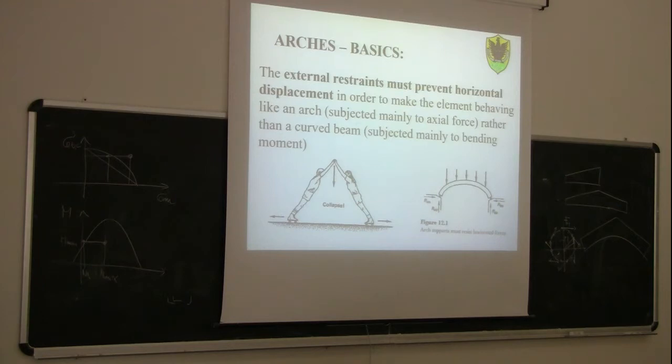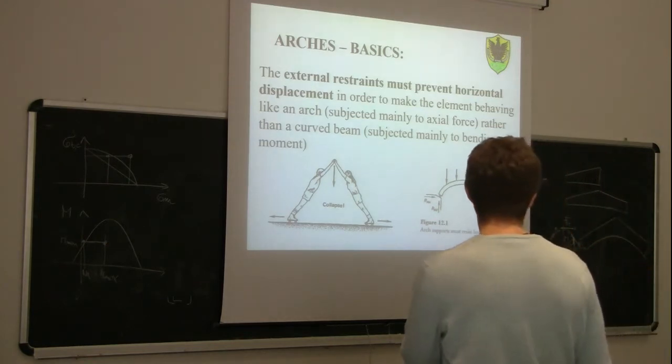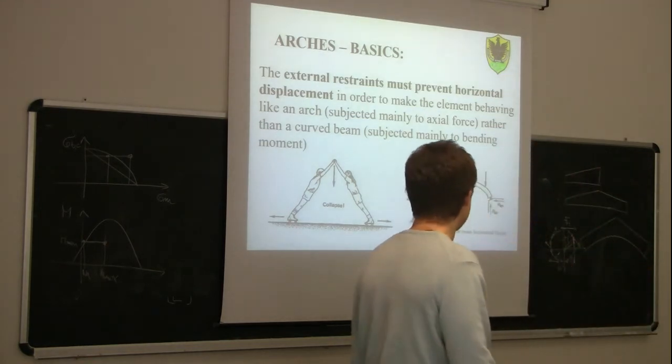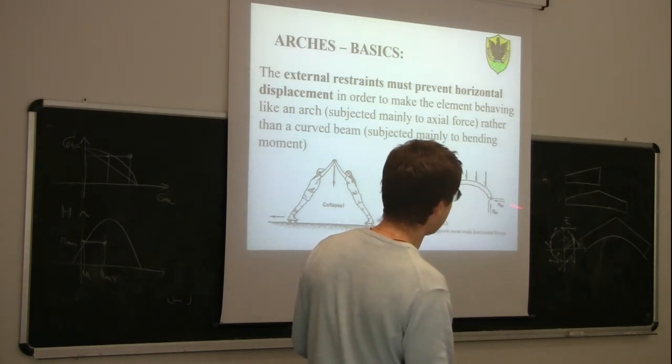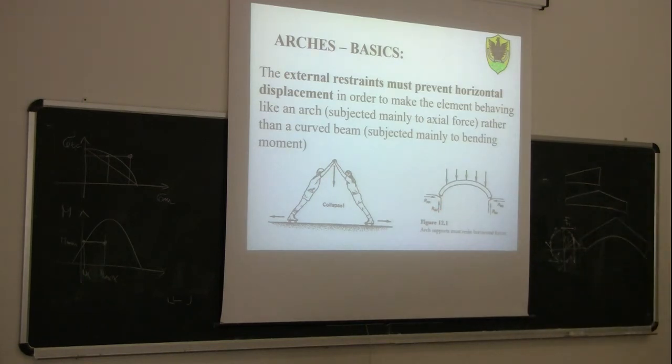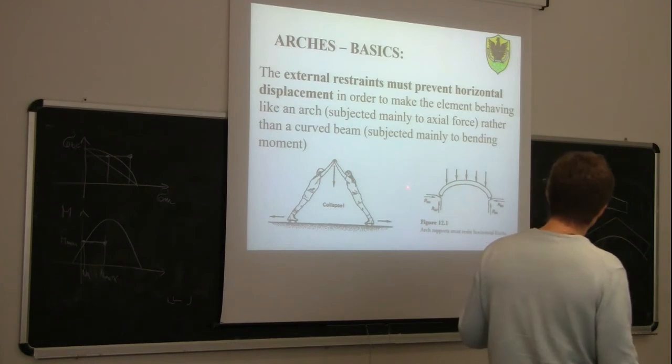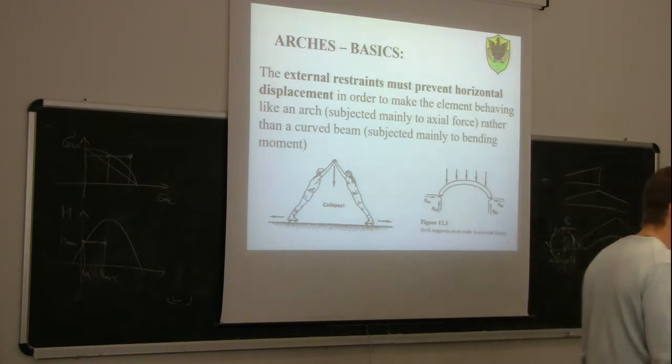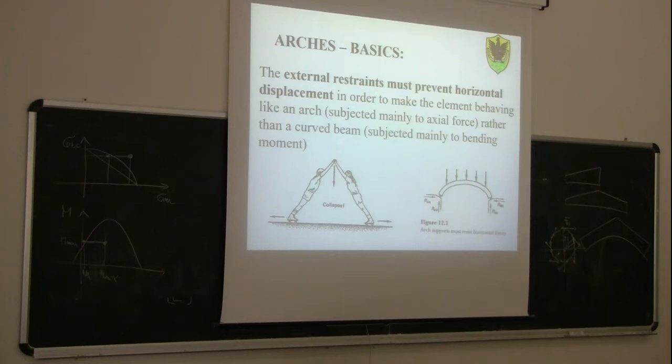And of course, we already discussed this. In order to make sure that this curved element will behave as an arch, we need to make sure that the restraint will not move. So the two restraints usually are pin connections, they are not fixed connections, they are hinges. However, both of them must be hinges, so we can't have a hinge on one side and a roller on the opposite side, because in this case, we would not have compression as the main force over the structure, but we would have bending as the main force over the structure.